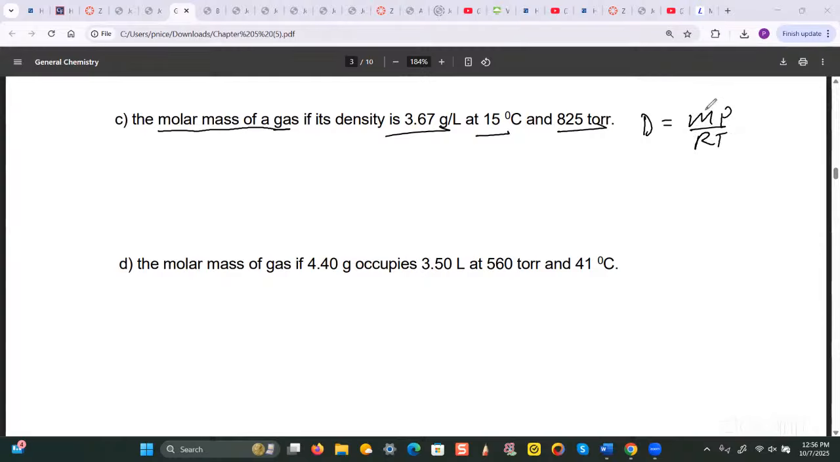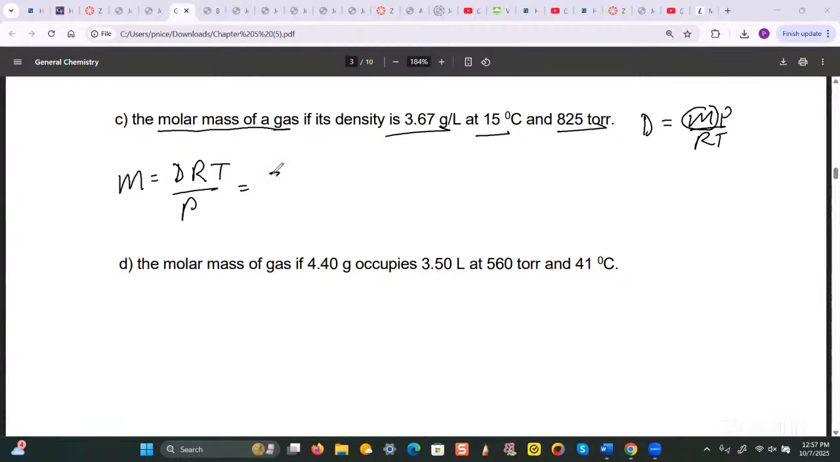This time, the question is asking for M, right? So what would M be equal to based on this equation? If we were to rearrange this equation to solve for M, what would M be equal to? DRT over P, exactly.